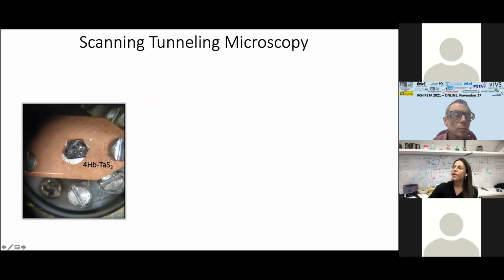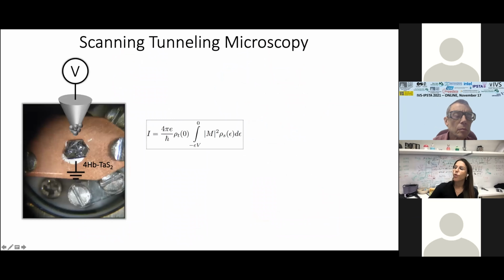So in STM, we bring an atomically sharp tip into close proximity with the sample surface, and we measure the tunneling current between the tip and the sample. So here is a single crystal of the 4Hb tantalum disulfide.